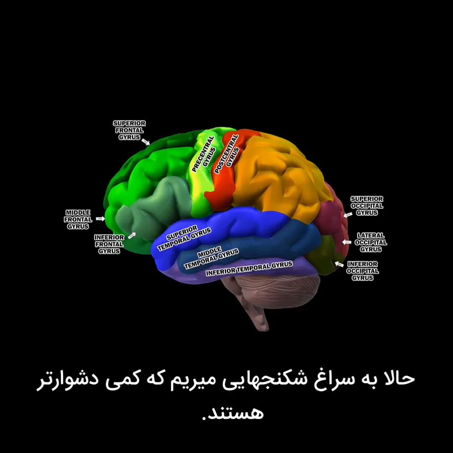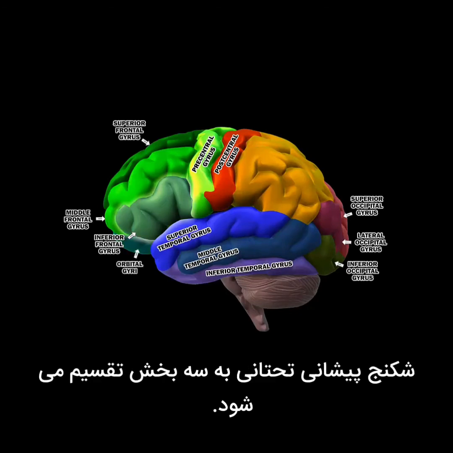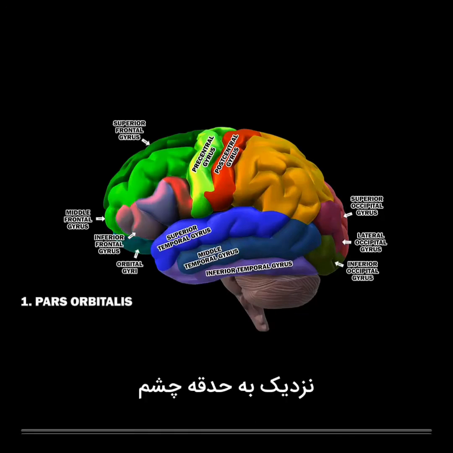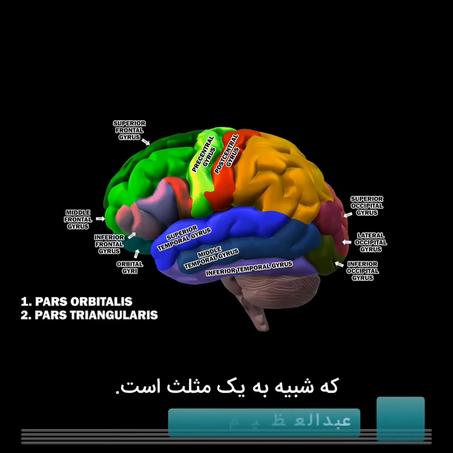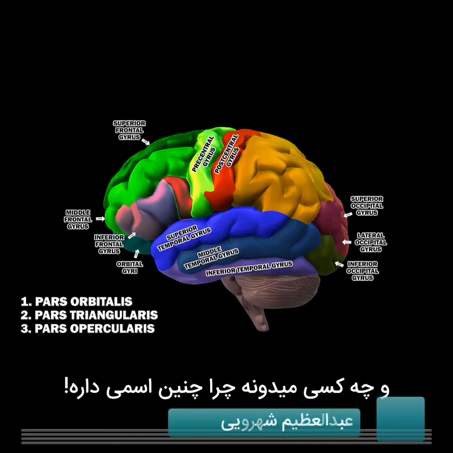Now, let's get to the gyri that are harder to remember. Here you see the orbital gyri near the eye socket. The inferior frontal gyrus can be split into 3 sections: the pars orbitalis, closest to your eye socket, or orbit, the pars triangularis, which resembles a triangle, and the pars opercularis, which who knows why they called it that.